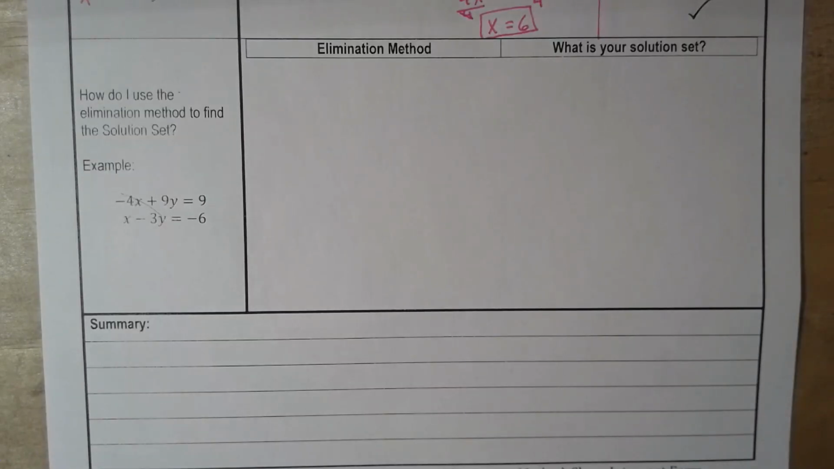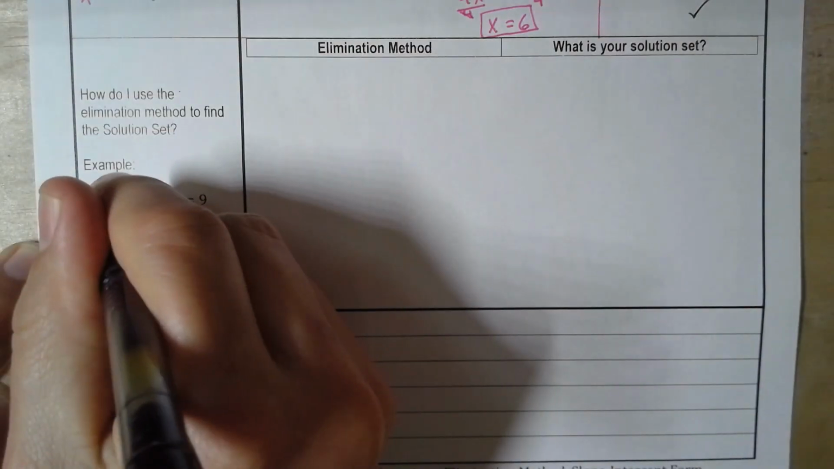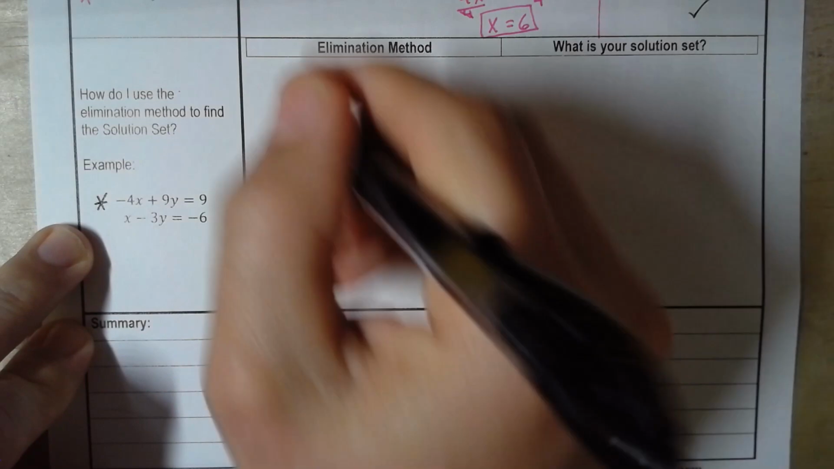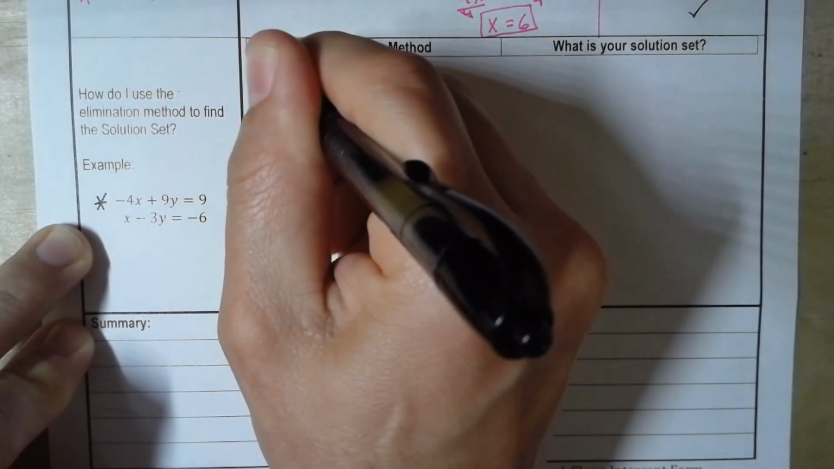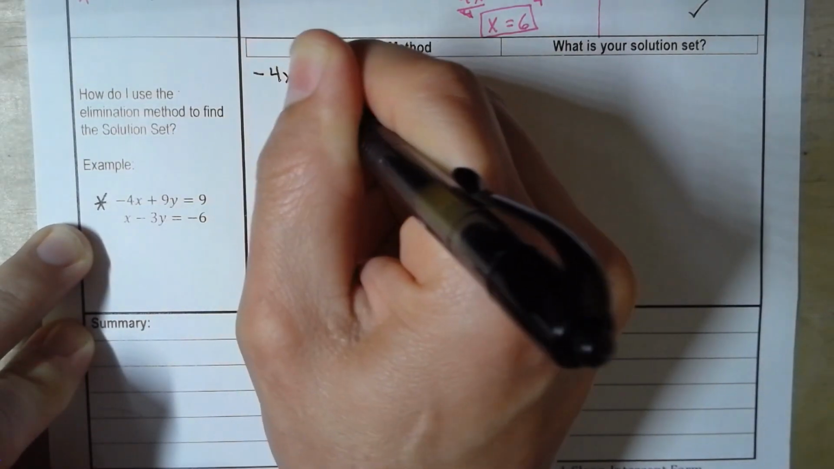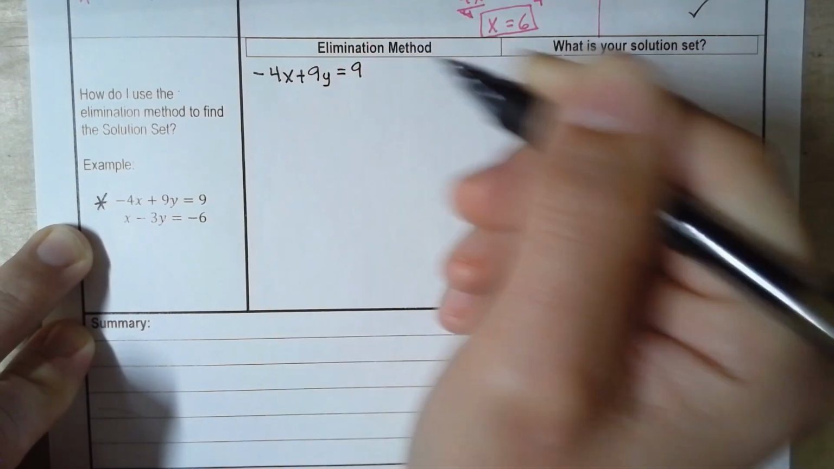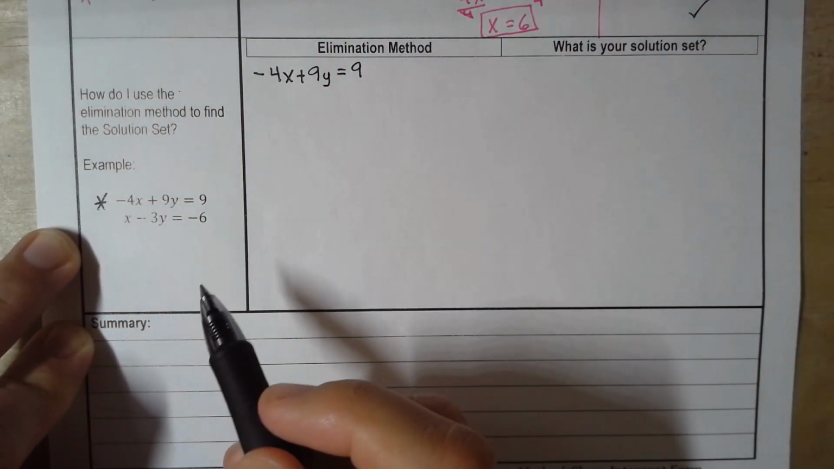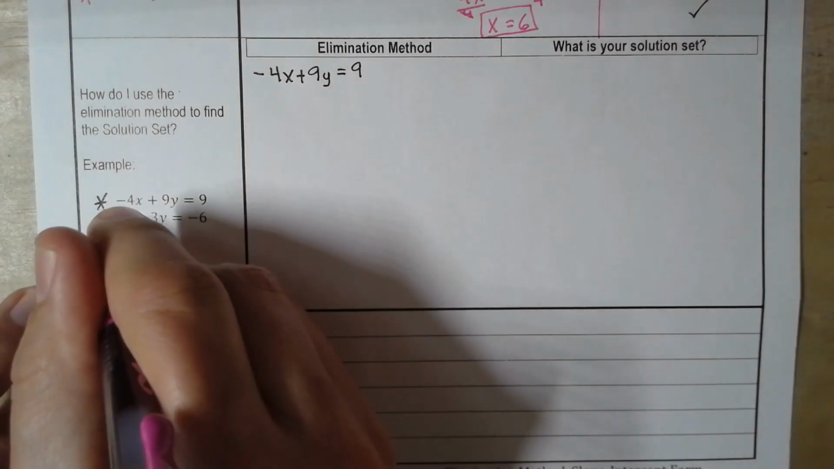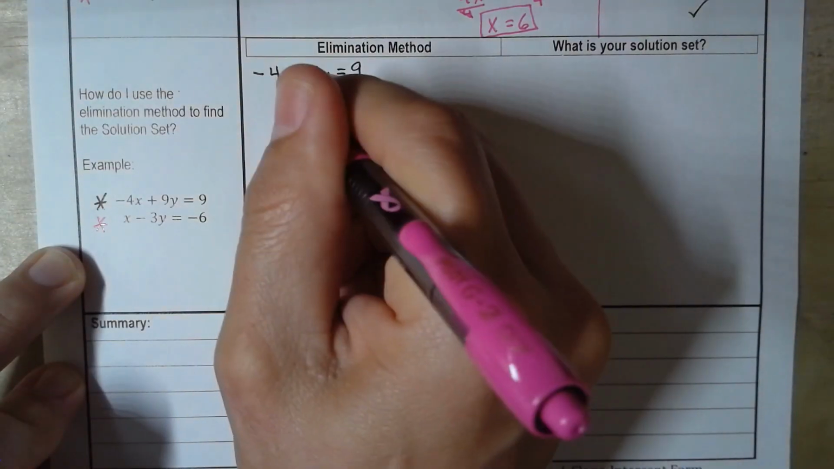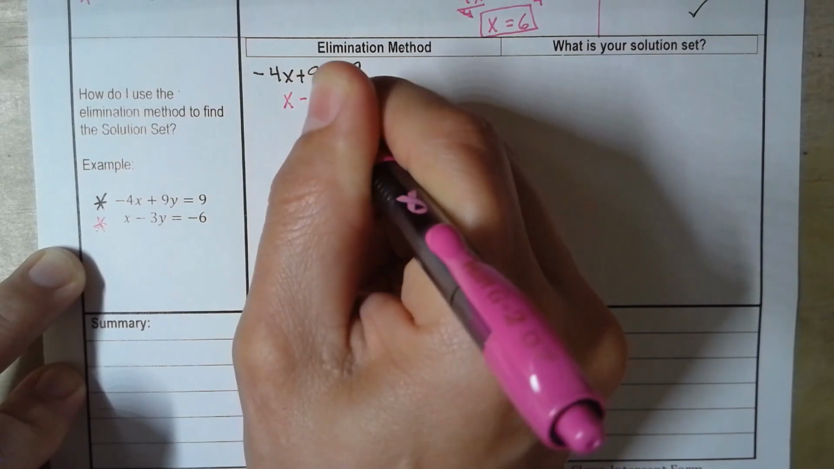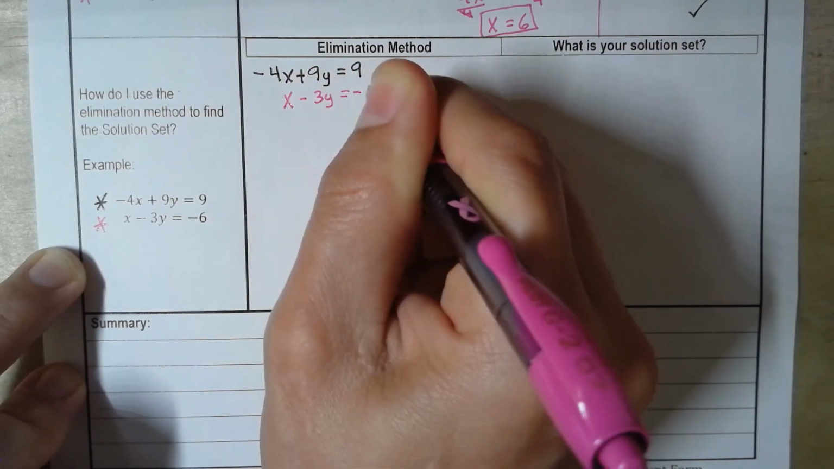Alright, I am going to start off just like I did last time. I'm going to take this top equation right here, and I'm going to put it on top. So let me write it out nice and neat. So we have negative 4x plus 9y equals 9. Then the next thing I'm going to do is write this second equation underneath it. So I have x minus 3y equals negative 6.